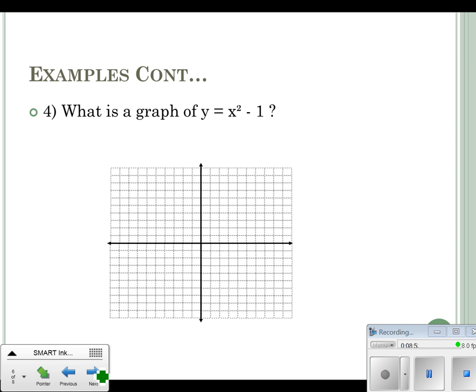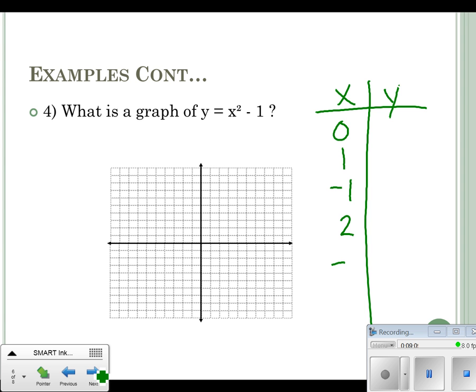What is the graph of y equals x squared minus 1? So I'm going to make a table of ordered pairs. And I want you to put in some positive and some negative values into the function. And let's put these 5 values in. 0 squared minus 1 gives us negative 1. 1 squared minus 1 is 0. Negative 1 squared, now that negative 1 times negative 1 is 1, and 1 minus 1 is 0. So I put in 1, I get out 0, and I put in negative 1, I get out 0.